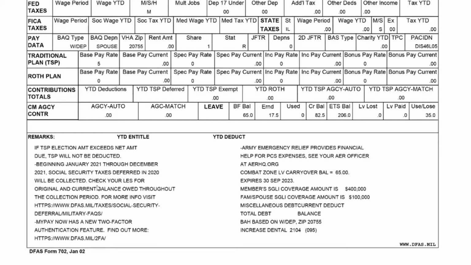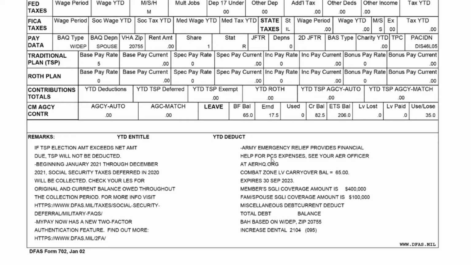And over on the left here, you see, beginning in January 21 through December 21, Social Security taxes deferred in 2020 will be collected. If you don't know, check your MyPay. You'll be able to see that they're eventually taking that money back that they deferred during the pandemic. On the left here, you see a few more little details about MyPay. Usually when you take leave, they'll show you right over here on the left how many days you took, from what date to what date, if they took it.